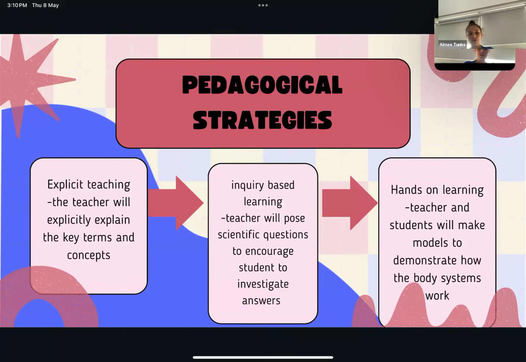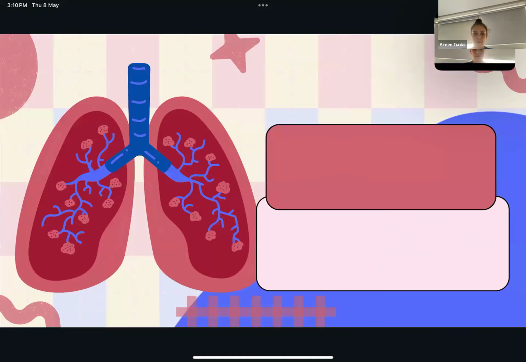Pedagogical strategies. So explicit teaching. The teacher will explicitly explain the key terms and concepts. Inquiry-based learning. The teacher will pose scientific questions to encourage the students to investigate their answers, and so they can also pose their own questions. And then hands-on learning. Teacher and the students will make models to demonstrate how the body systems work, so it's easier to grasp those concepts.